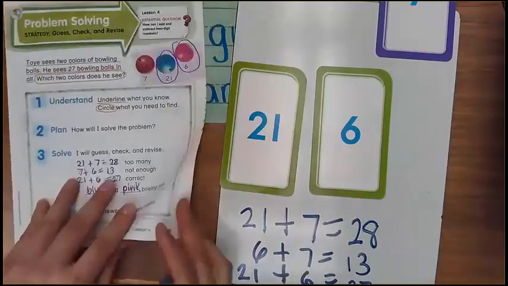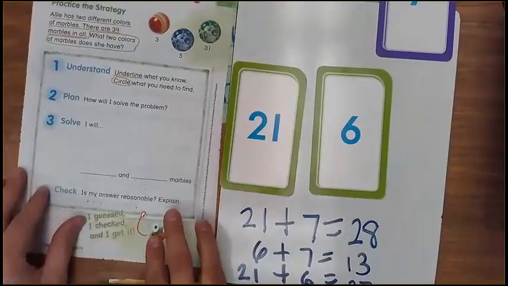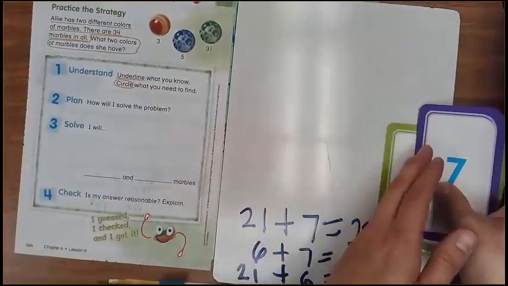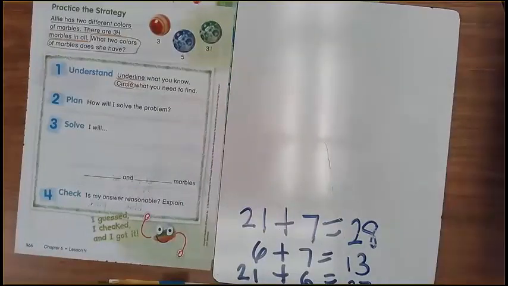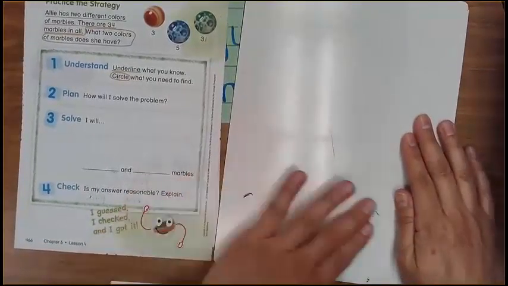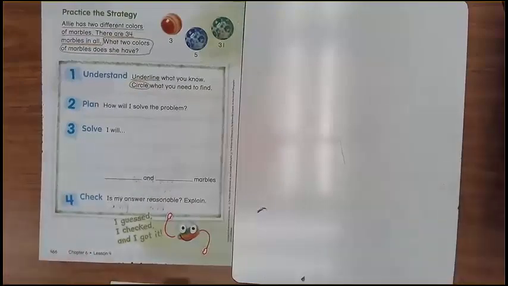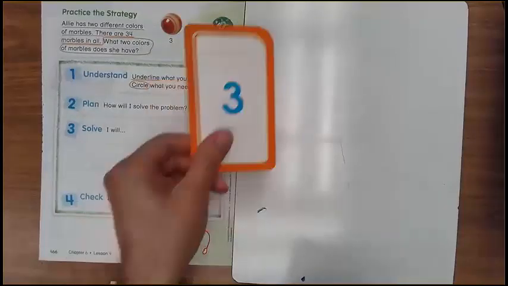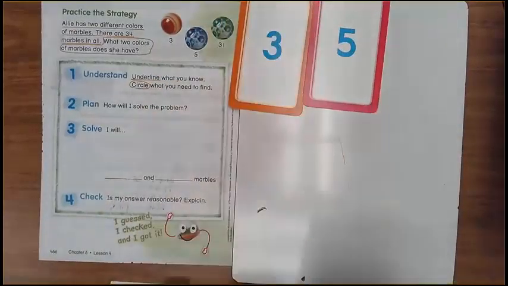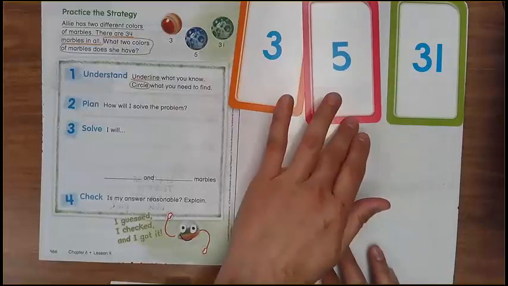Okay, so now let's turn the page. And it says, practice the strategy. Allie has two different colors of marbles. There are 34 marbles in all. What two colors of marbles does she have? Well, let's see. Well, there are 3, 5, and 31.